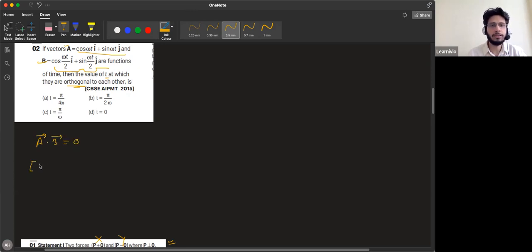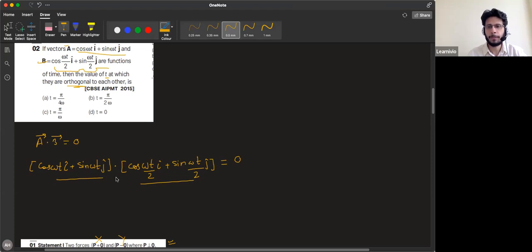So your A is cos omega t i cap plus sin omega t j cap, dot vector B, which is cos omega t by 2 i cap plus sin omega t by 2 j cap, is equal to 0. So how to take that dot product, Priyadarshini? How will you take the dot product of these two terms? Cos omega t into cos omega t by 2 plus sin omega t into sin omega t by 2.